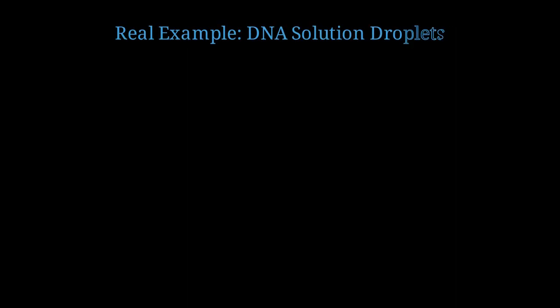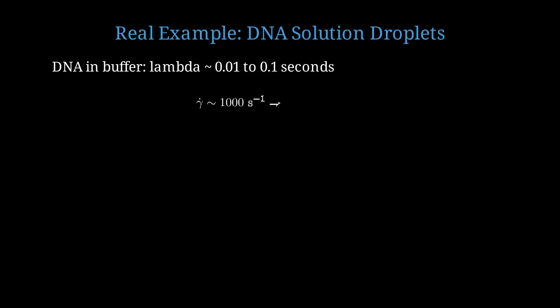Let me give you a concrete example with DNA solutions, which are highly viscoelastic. Lambda DNA in buffer has a relaxation time of about 0.01 to 0.1 seconds, depending on concentration. At a shear rate of 1,000 per second, the Weissenberg number is 10 to 100. This is highly elastic flow.